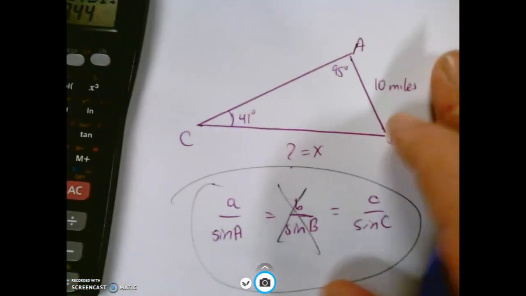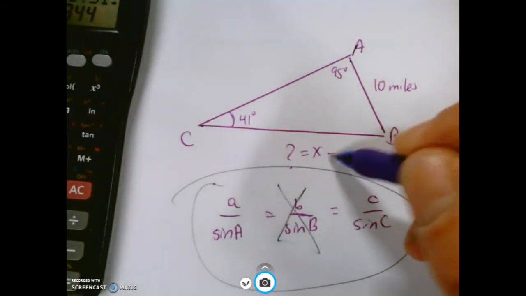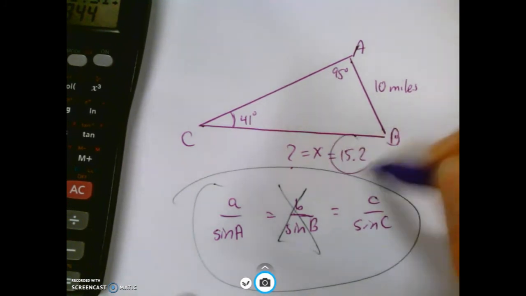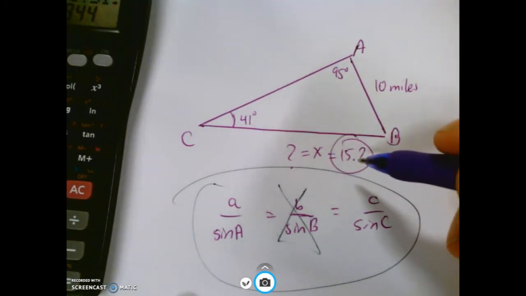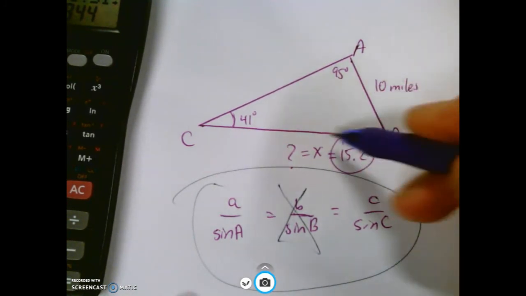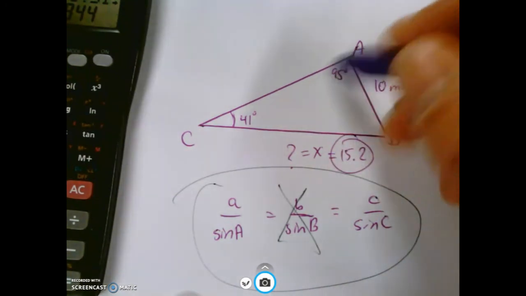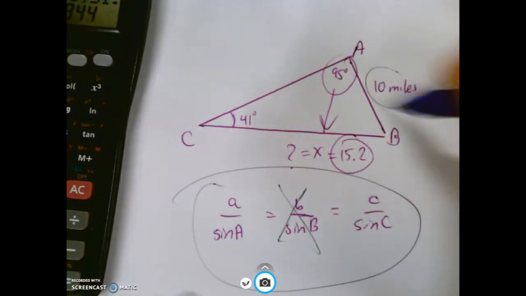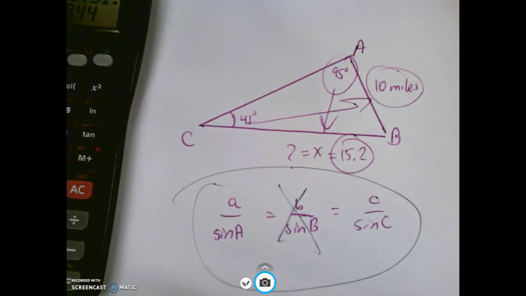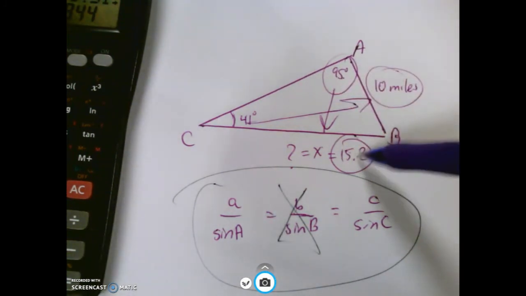All right. And, again, when you look back at this, relationship-wise, yeah, this does look like it could be about 15.2. If we got something smaller than 10, we'd know something's wrong, okay? Since this is the 95, it's got to be bigger than the side that has a 41 across from it. Okay, so this is the biggest angle. This would have to be the biggest side.